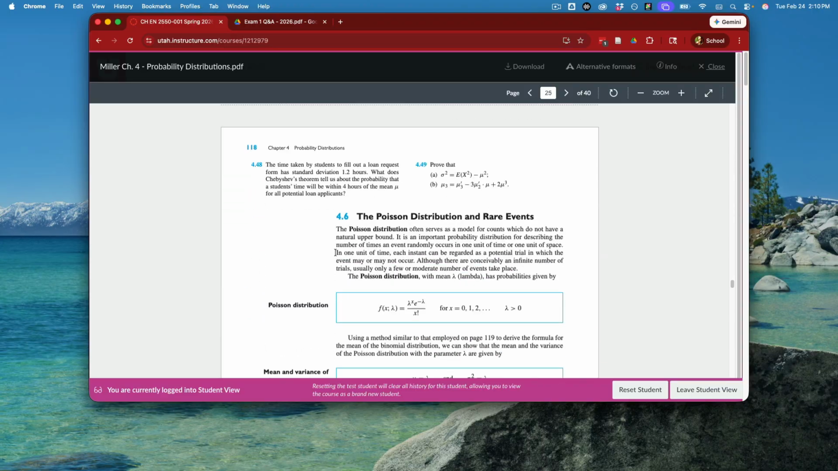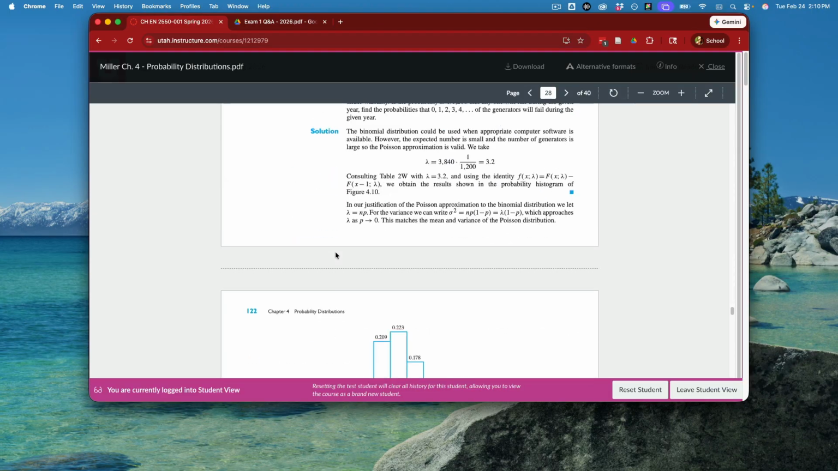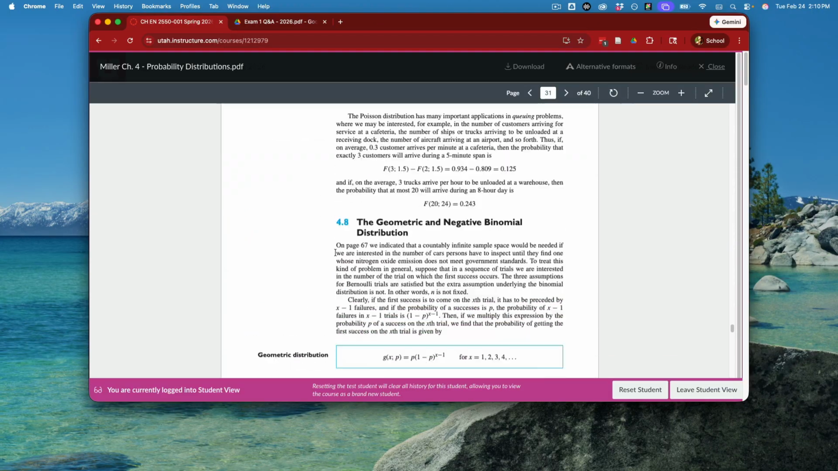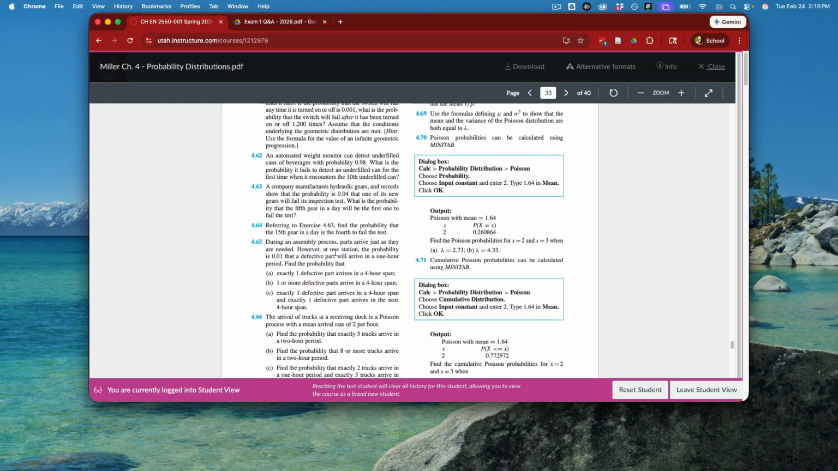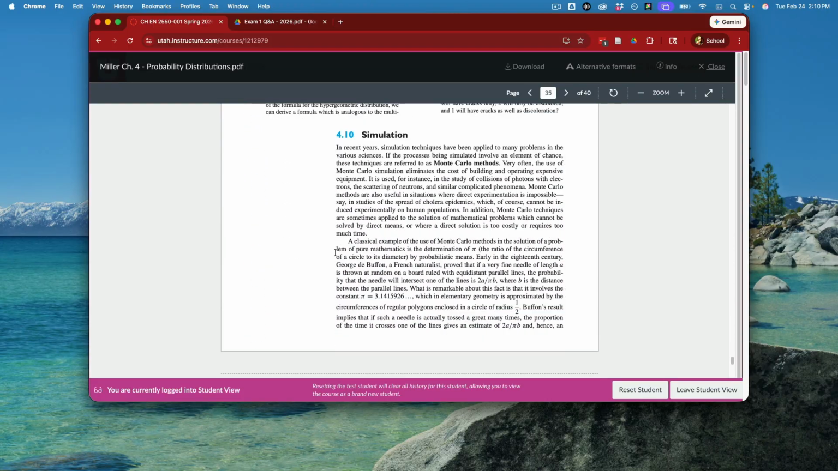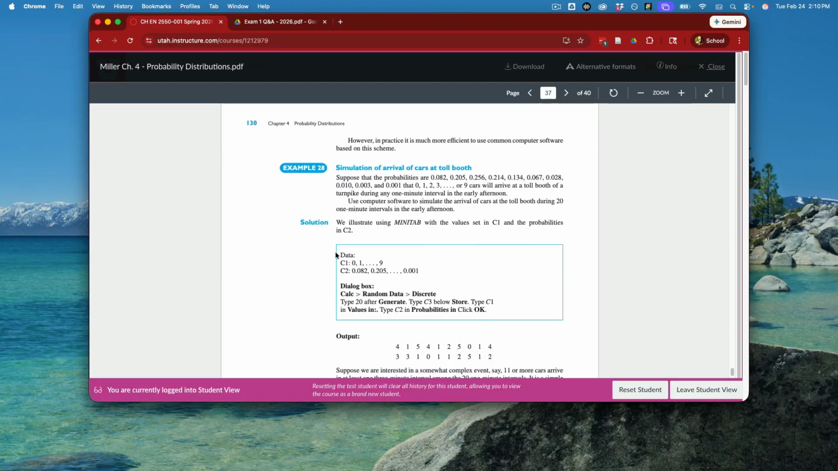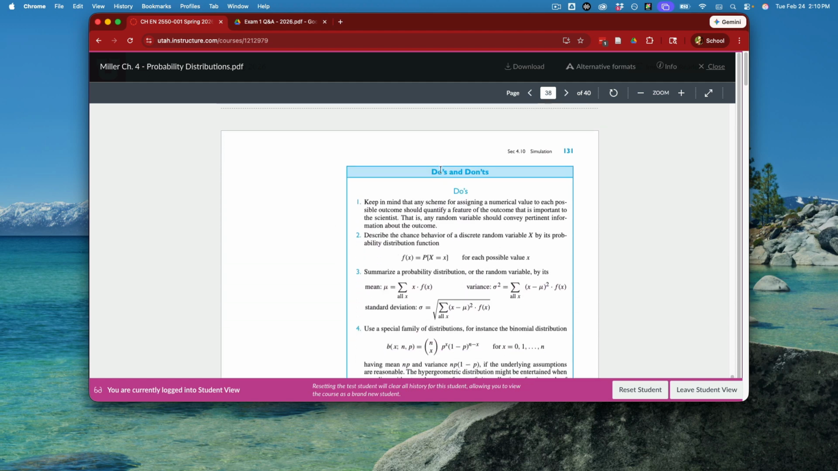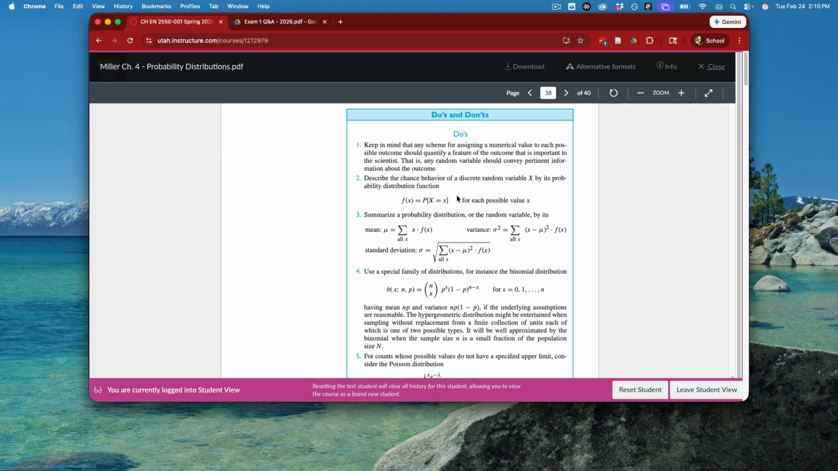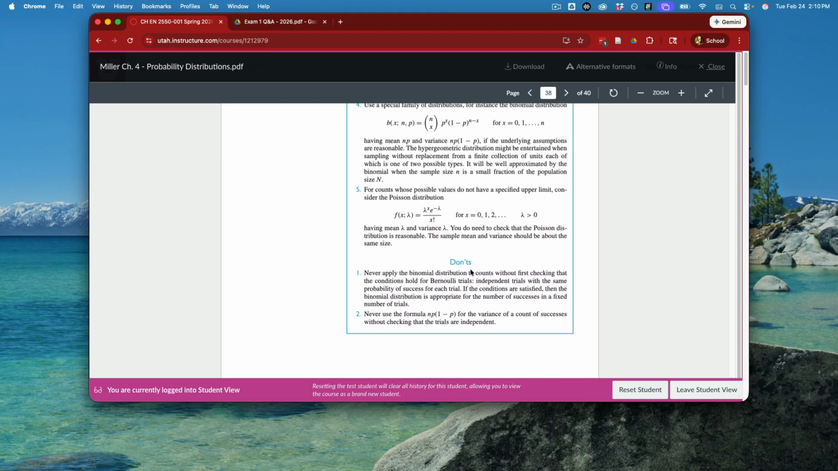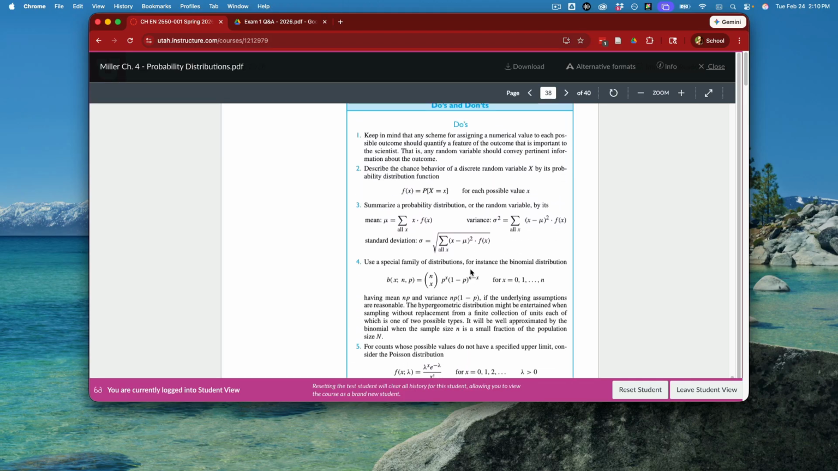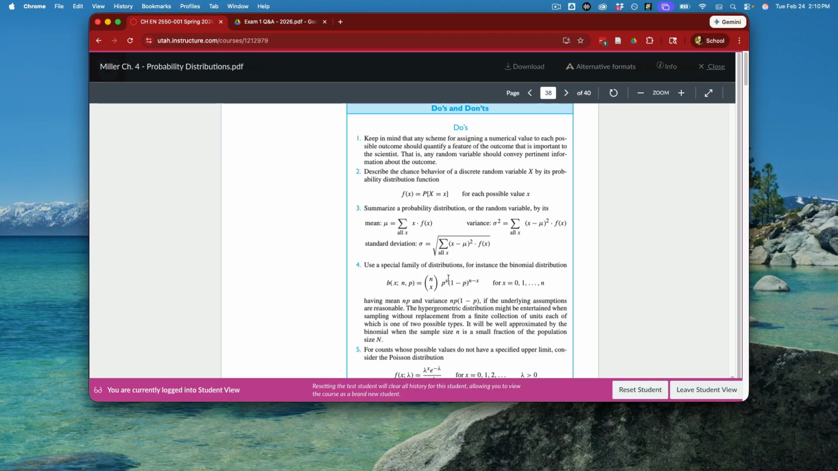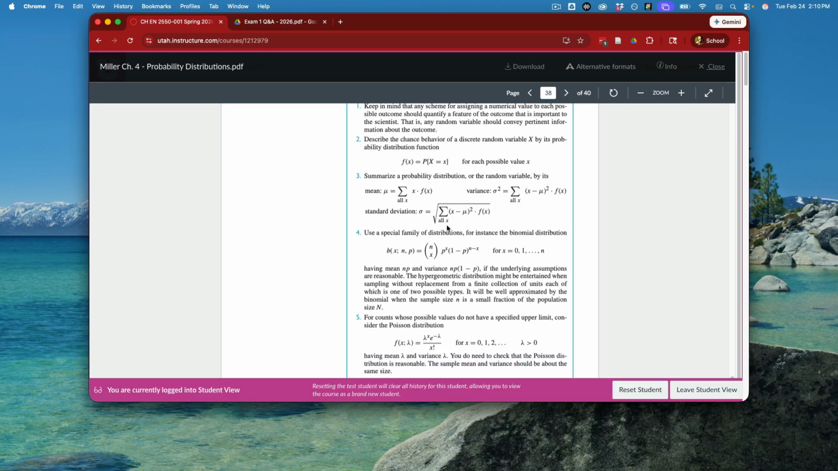if you go to the end, so this one, there's a study guide, which many of you find useful. Some of you like to do your own study guides. In this one, they call it do's and don'ts. It goes through a summary of discrete distributions. That's what we did: binomial, hypergeometric, and then Poisson distribution, right?